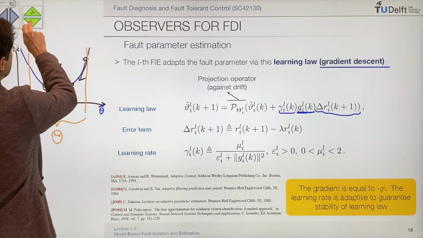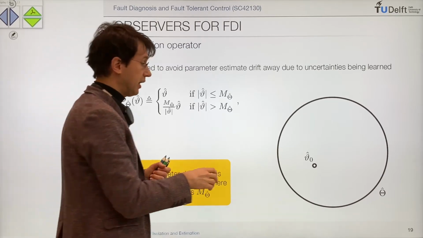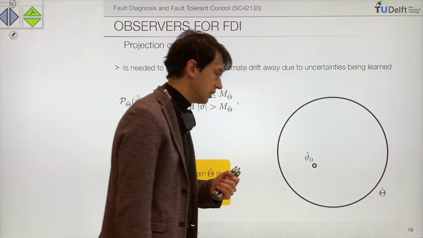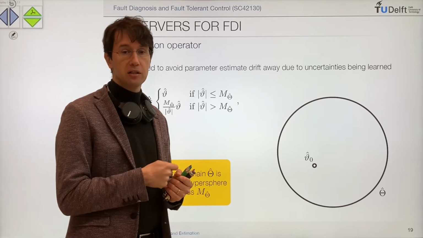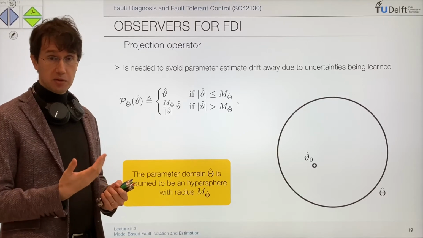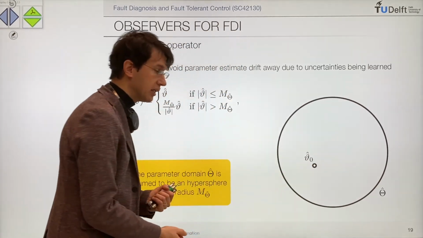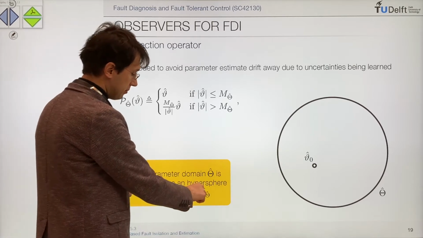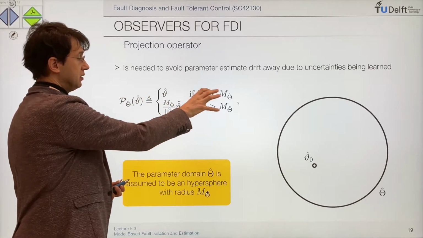So a way to avoid that is to introduce the projection operator. We know that all valid theta should stay inside this big set, that now we just drew as a ball. Well, we enforce that. The projection operator is enforcing that. And to do that, we need to introduce yet another assumption. The assumption is that the shape of the domain theta is actually a ball. It is a hypersphere, and the radius is equal to m theta hat. And the projection operator is defined this way.